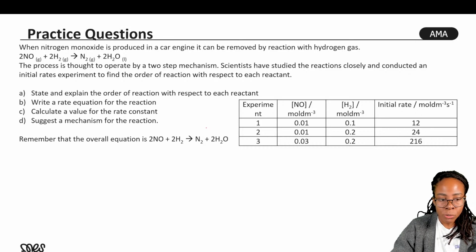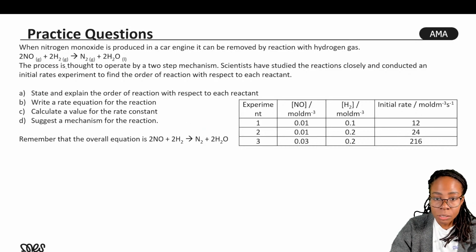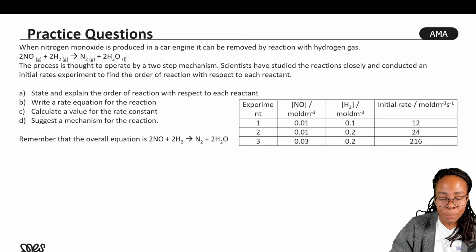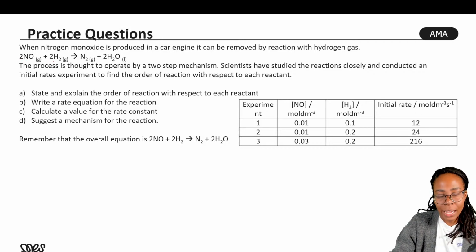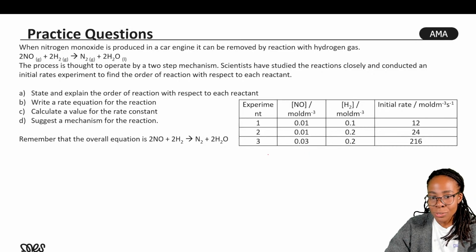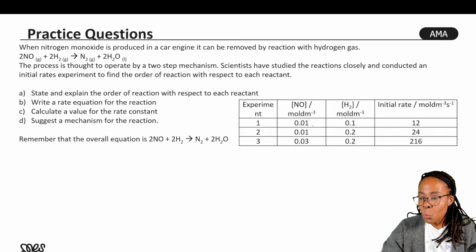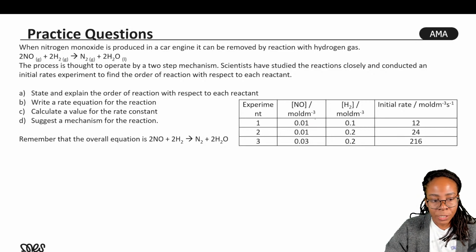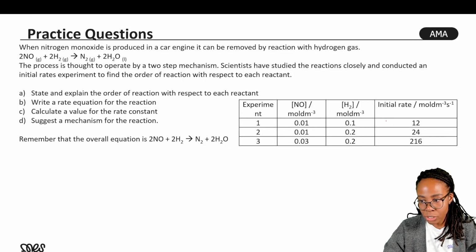So in order to do this, remember, we must not just look at the balanced symbol equation and go, oh, it must be second order for NO and second order for hydrogen. It does not work like that. We have to use the experimental data. So what we'll do is we'll look at our concentrations of each species and how they're changing, and then how that affects the rate of reaction.